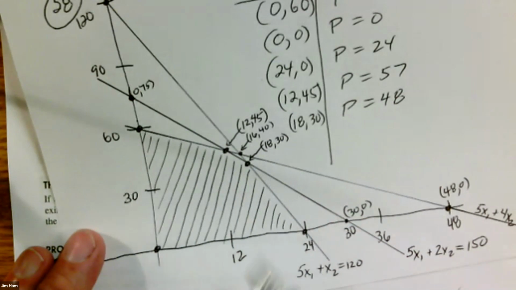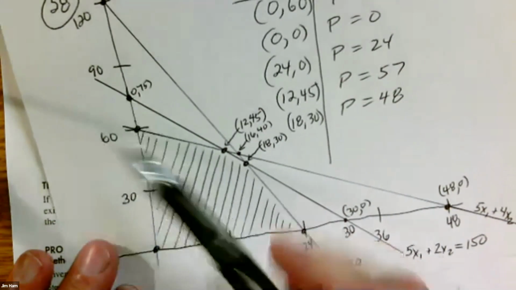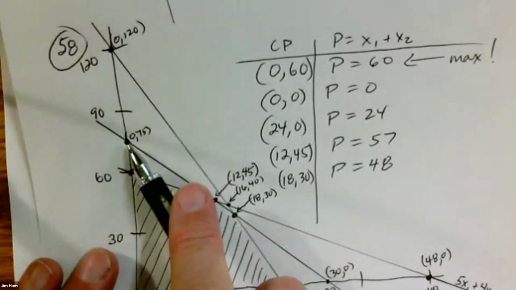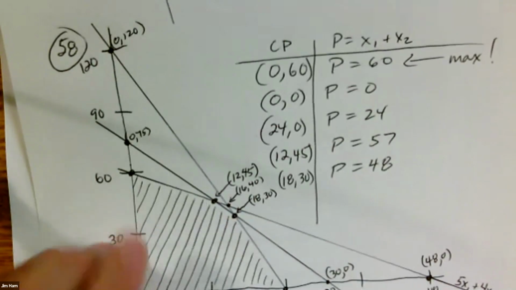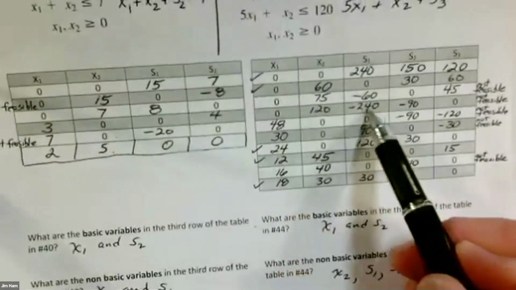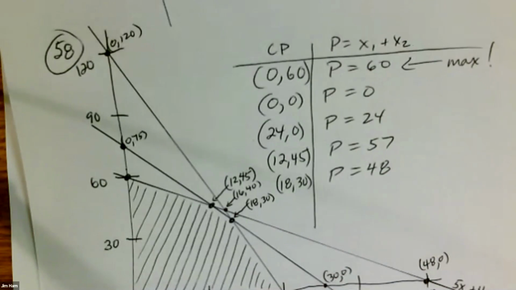Here's one of the points in your table that wouldn't work. You can see on the graph, it's not part of the feasible solution. Here's a point in your table, that 0, 120. When you go to 0, 120, you can see that a couple of the s's are negative, so it's not going to be one of the corner points that would lead to the solution.